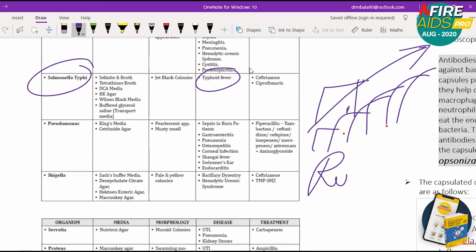Typhoid means you have to remember rose spots. Rose spots in abdomen or chest is typhoid. So these 2 points are very important. Jet black colonies are formed in typhoid fever.